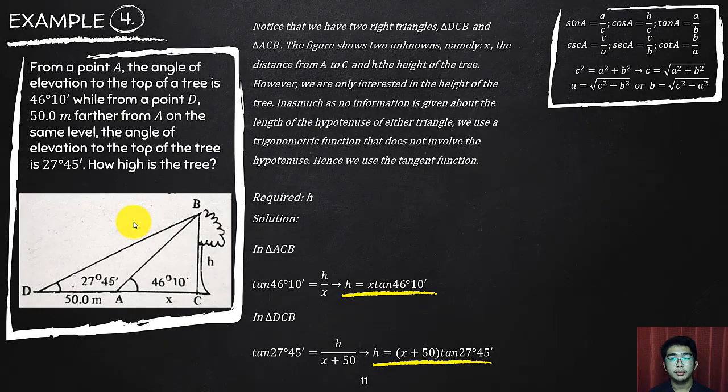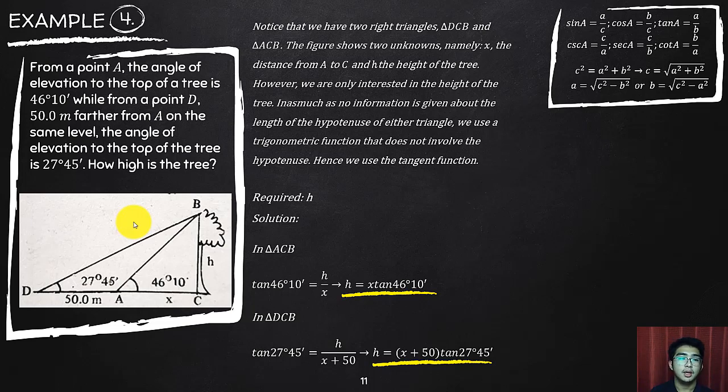So the last one for right triangles, example number 4. From a point A, the angle of elevation to the top of a tree is 46 degrees 10 minutes. While from a point D, 50 meters farther from A, on the same level, the angle of elevation to the top of the tree is 27 degrees 45 minutes. How high is the tree?